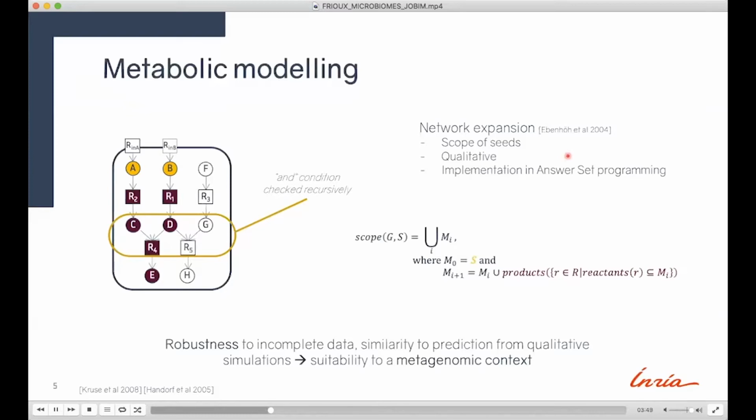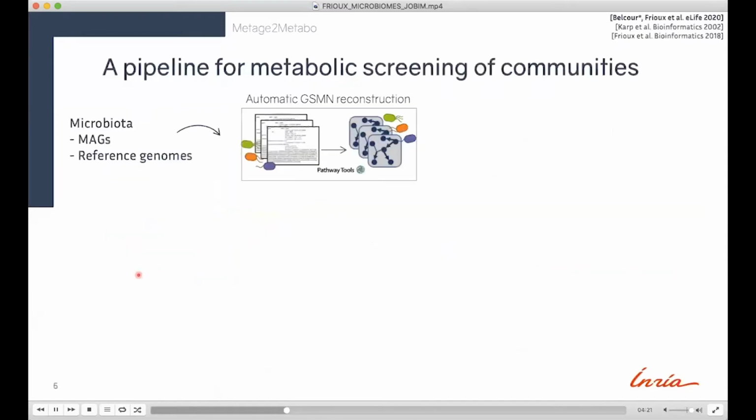Here, we chose a qualitative modeling called network expansion that recursively computes reachable or producible metabolites starting from a set of available nutrients. Here, A and B being nutrients, C, D, and E are the set of reachable or producible metabolites. We implemented this algorithm in answer set programming, ensuring scalability to a large number of metabolic networks, and we used it in our pipeline that I will now present to you.